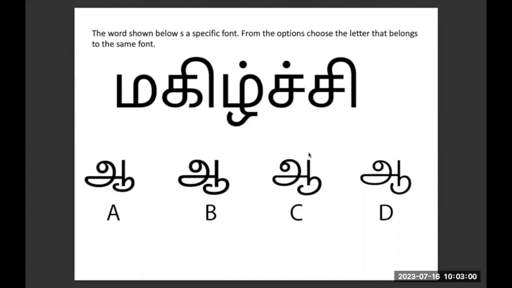Like I said earlier in the previous sessions, you need to look at the ends. You need to look at how the font ends, how the curves end, how the thicknesses change or they don't change.